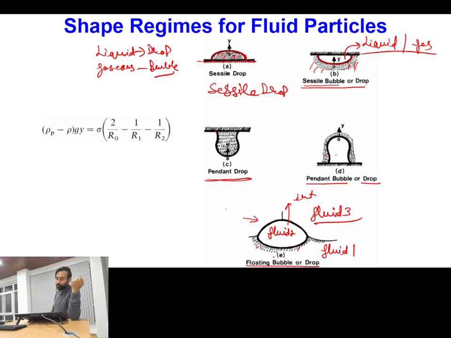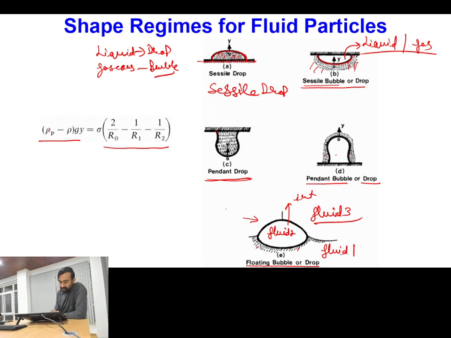Okay, so only two forces will be coming into the picture in the rest situation. One will be hydrostatic pressure because of gravity, and the second will be surface tension. So all these shapes can be specified by the balance of the hydrostatic force and the surface tension force.